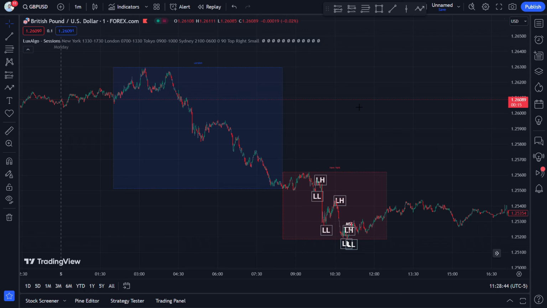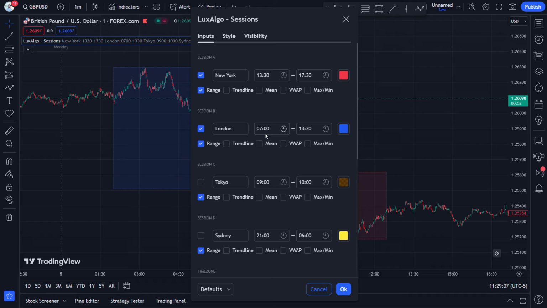So in this video, I'm going to be talking about the trade setup and the times of the trade, the tools that we need in the trade, and the indicators or the settings that we are going to be using in this setup. So first of all, I'm going to be starting off with the indicator that we are going to be using, which is this one, Lux Algo Sessions.